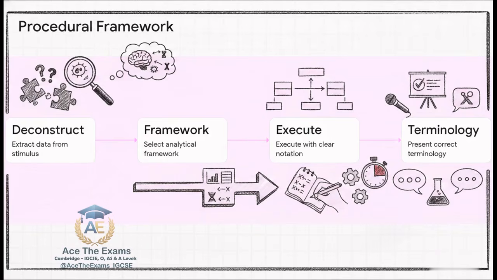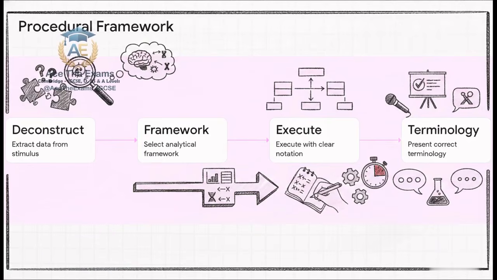First, deconstruct the question. Ask yourself, what cognitive domain are they testing? Second, extract relevant data straight from the stimulus tables or graphs. Third, select your analytical framework. Fourth, execute your analysis with incredibly clear notation and working. And fifth, present your final results using the correct terminology. If you follow this exact sequence, you're building this amazing safety net of method marks, even if your final calculation is just a tiny bit off.